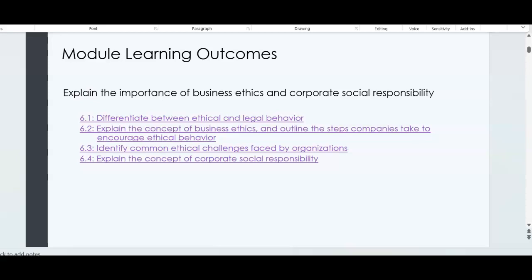In this module, we'll cover 4 different areas: trying to understand the difference between what's ethical and what's legal, defining business ethics and things companies can do to encourage business ethics, identifying a few of the common types of ethical violations, and then understanding a little bit about corporate social responsibility.